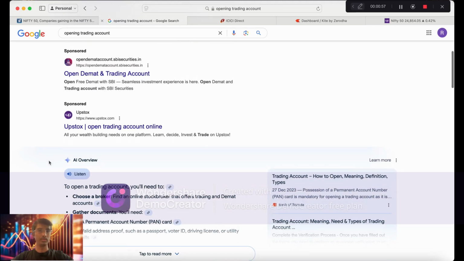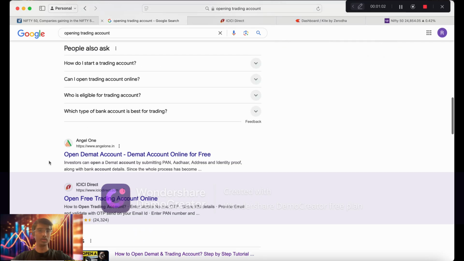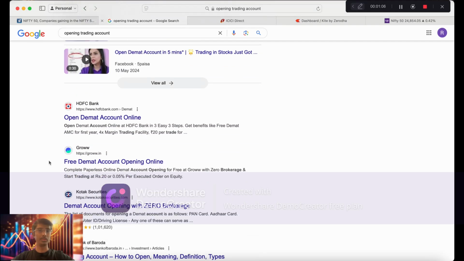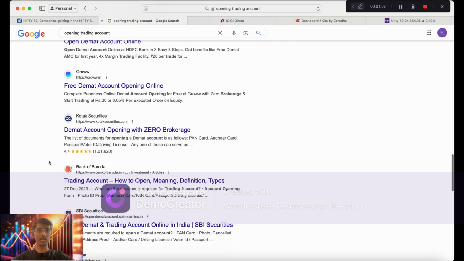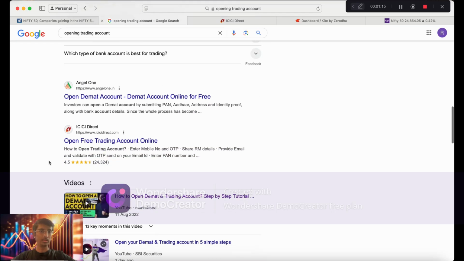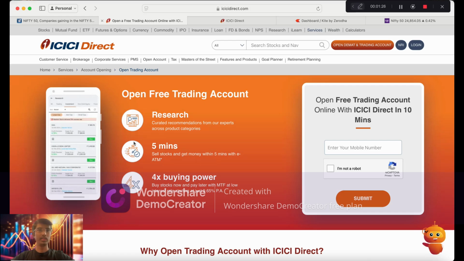brokers: Abstract, Zerodha, Angel, ICICI Direct, HDFC, Groww, Kotak, like that you have so many trading accounts. As per my knowledge I have ICICI Bank, so first we'll see how to open an ICICI Bank trading account. Just click ICICI trading account and the login page will open.